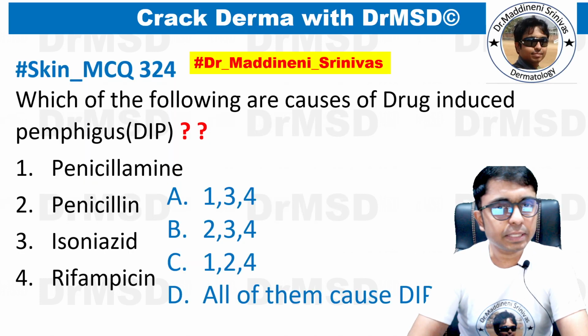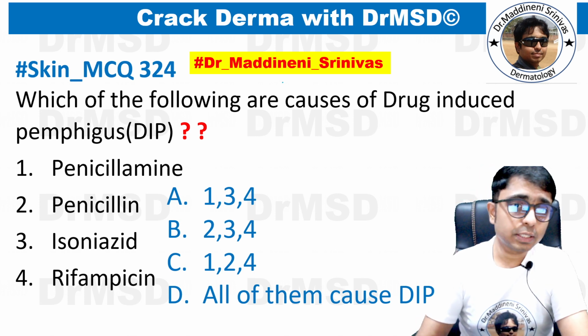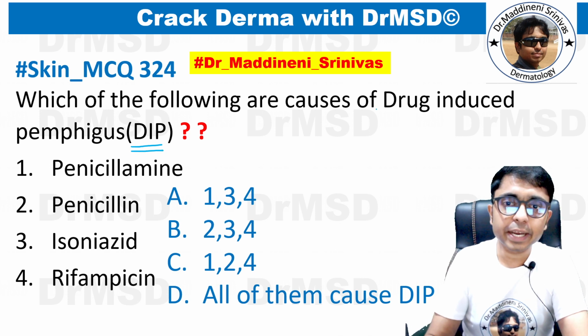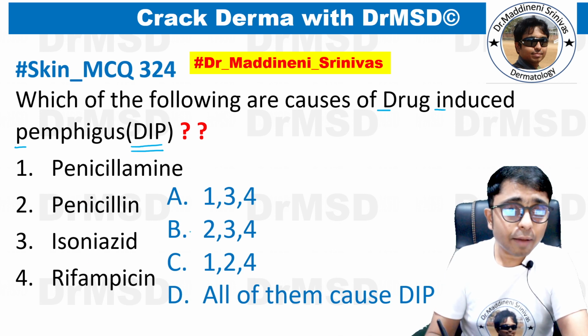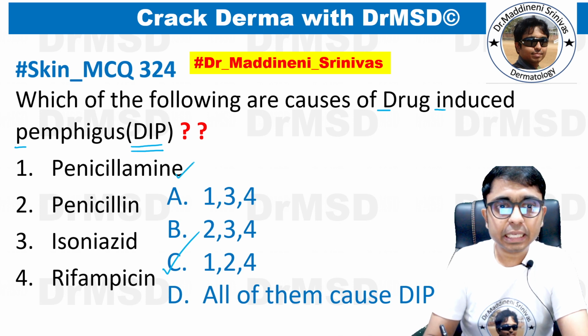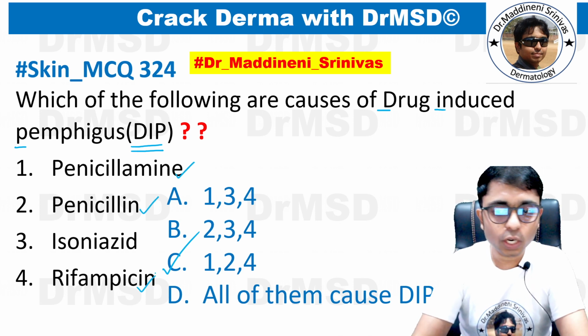So this is the MCQ which I asked. Which of the following are causes of drug-induced pemphigus? DIP here stands not for distal interphalangeal joint, but drug-induced pemphigus. These are the options 1, 2, 3, 4: penicillamine, penicillin, isoniazid, rifampicin. And if you have marked the answer as option C, 1, 2 and 4, that is penicillamine, penicillin and rifampicin, your answer is absolutely correct.